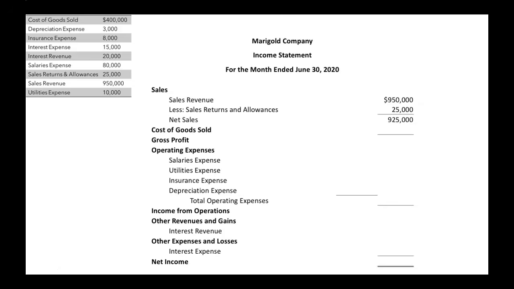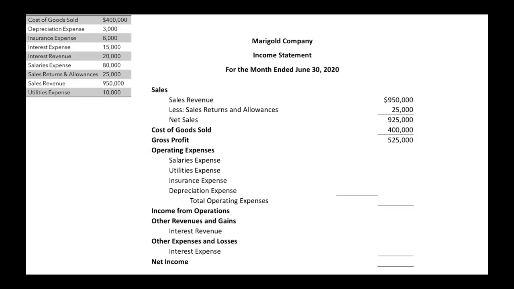Then, after finding out your net sales, then we list out our cost of goods sold. So cost of goods sold is an expense, right? So our cost of goods sold here, we're told, was $400,000. Now, using our net sales and our cost of goods sold, we can find our gross profit. What we'll do is we'll take our net sales minus our cost of goods sold to find out that we have a gross profit of $525,000. So that's going to be a relationship that's really important to know, right? Is that your gross profit is your net sales minus your cost of goods sold.